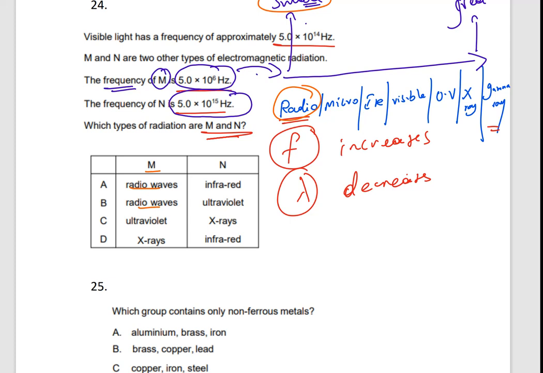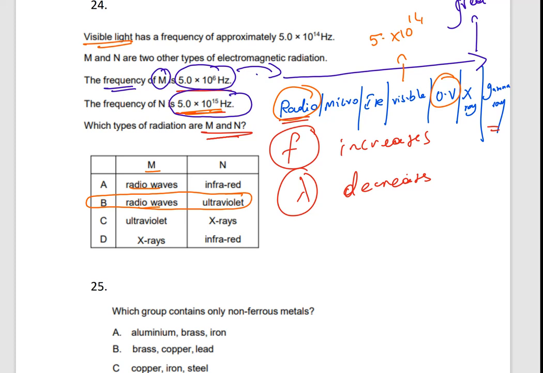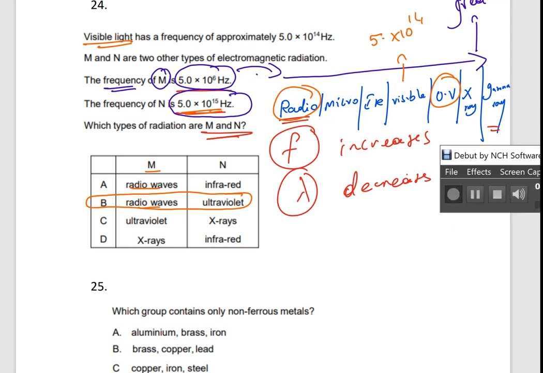Another clue here, you have got the visible light spectrum at 5.0 times 10 to the power of 14. And this one is 5 times 10 to the power of 15, that means it is next to the visible light, which means it's UV. So the correct option is not infrared. You have to choose ultraviolet. So B is the correct answer. 24, the answer is B.